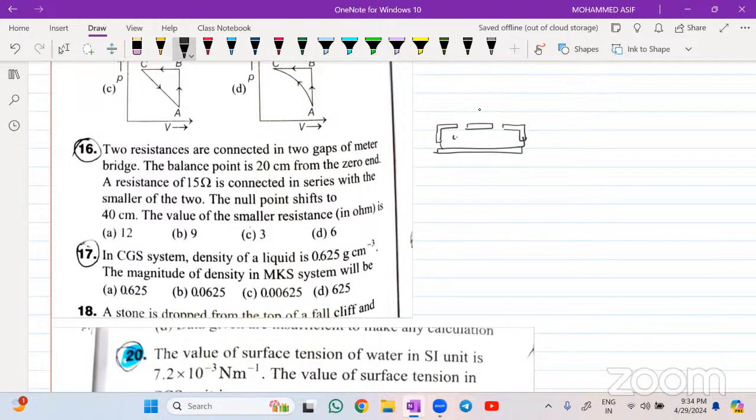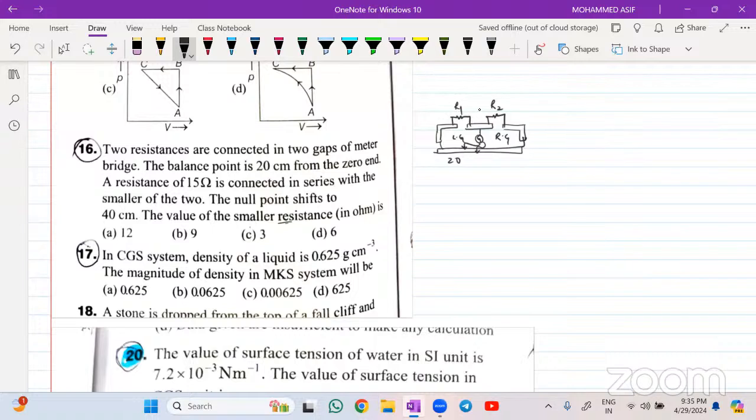So this is your left gap and this one is your right gap. Two resistors are connected in the two gaps of the meter bridge. The galvanometer will be here and this is your balance point. Balance point is 20 centimeter from the zero end. A resistance of 15 ohm is connected in series with the smaller of the two. Here one resistance, say R1, and here another resistance, say R. The null point shifts to 40 centimeter. The value of the smaller resistance will be equal to how much?